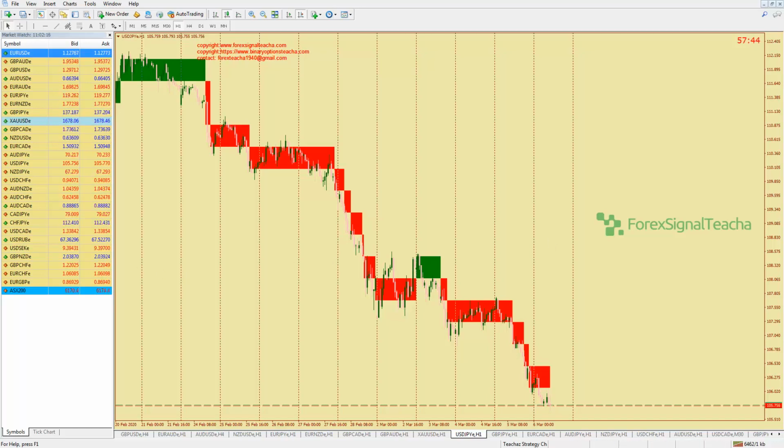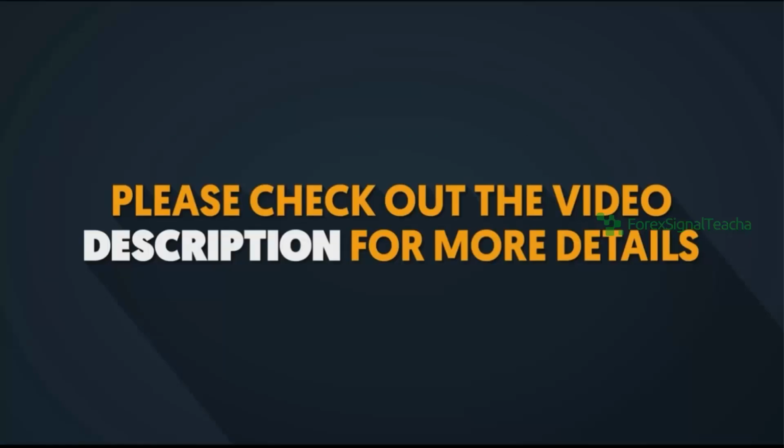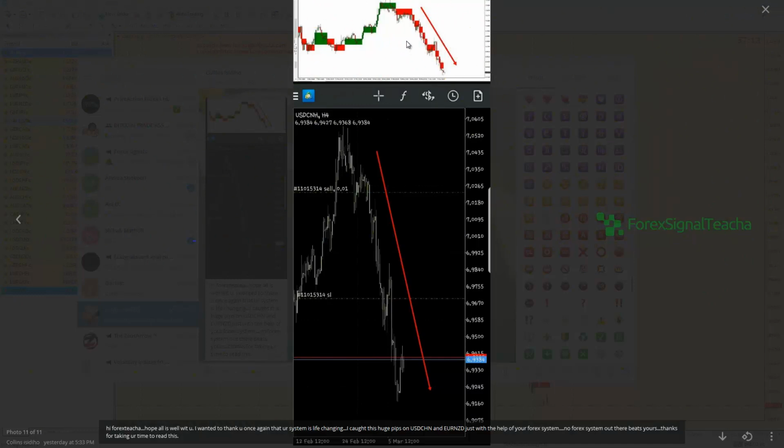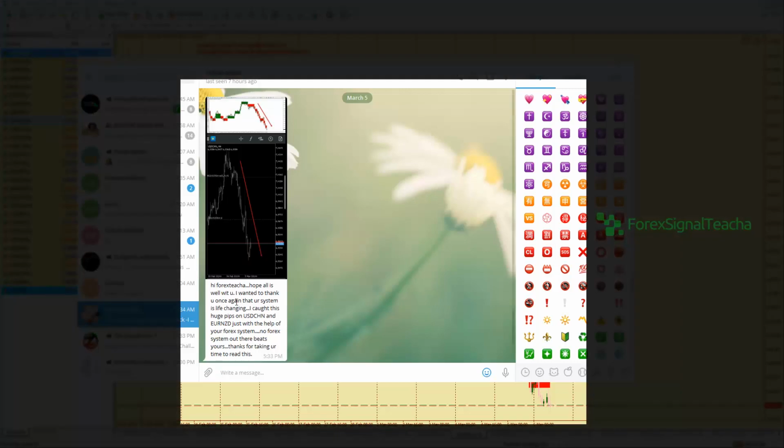I get a lot of other people who are happy with this trading system. So let me just show you. I received this one yesterday, 5 March, but I only saw it today. He sent me a nice picture here that he took this trade, a good whopping nice pips right here. All right, so thank you, teacher.